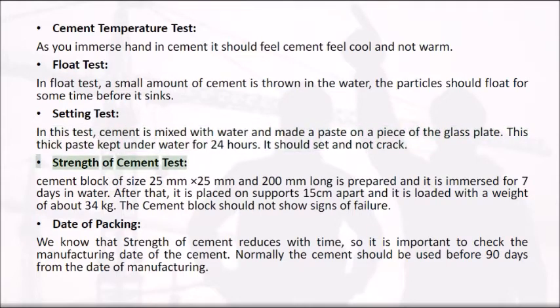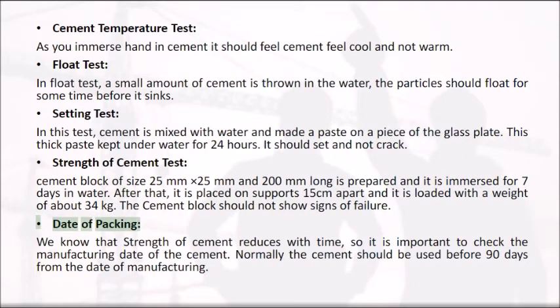Strength of cement test. A cement block of size 25 mm by 25 mm and 200 mm long is prepared and immersed for 7 days in water. After that, it is placed on supports 15 cm apart and loaded with a weight of about 34 kg. The cement block should not show signs of failure.